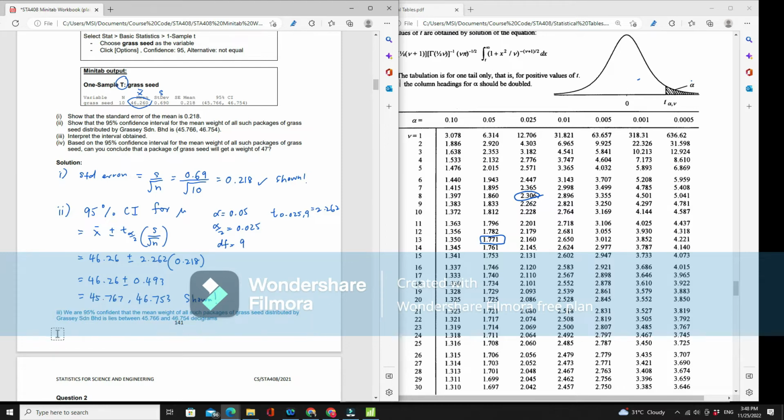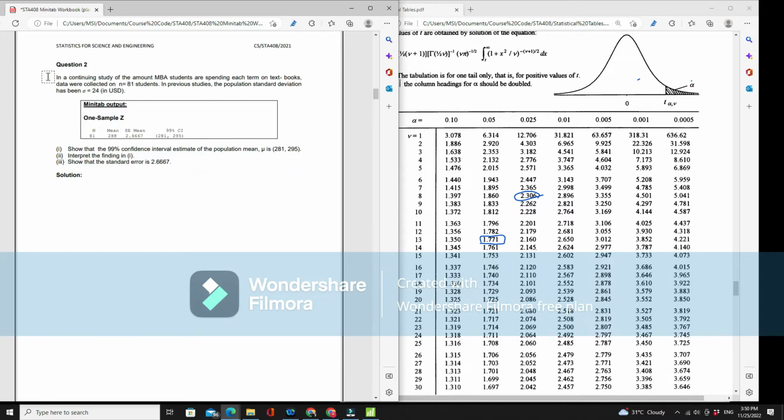The last one. Based on the 95% confidence interval for the mean weight, can you conclude that a package of grass seed will have a weight of 47? Based on the 95% confidence interval, we cannot conclude that a package of grass seed will have a weight of 47. Why? Because 47 is outside the confidence interval limit. That's why.